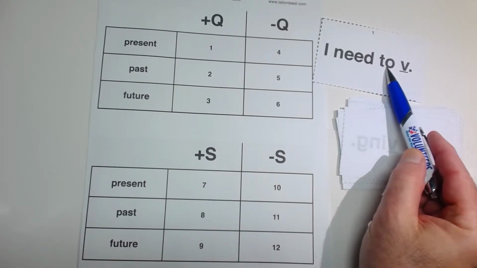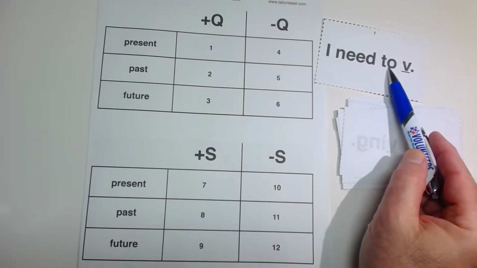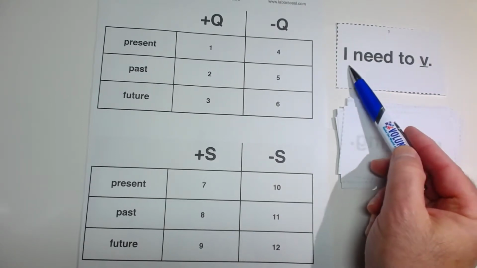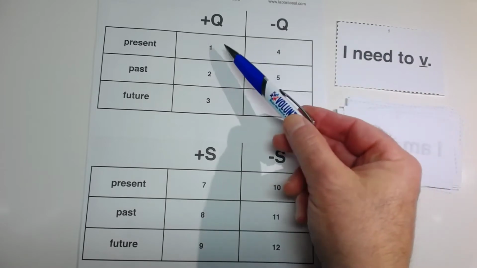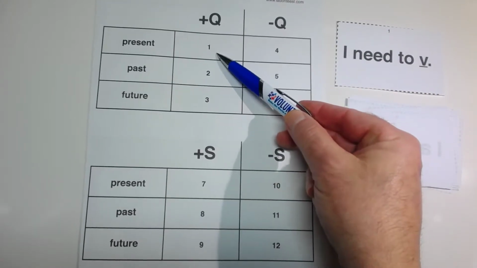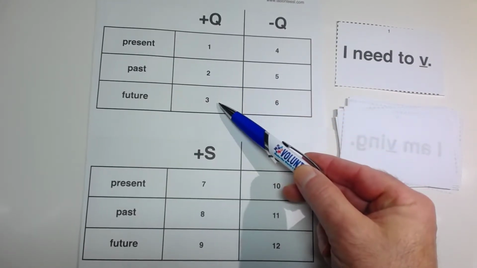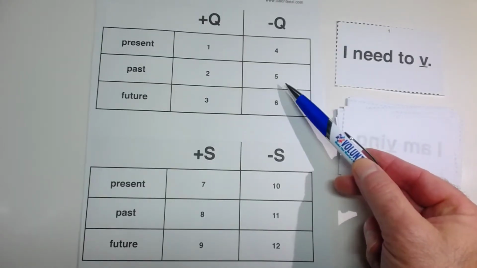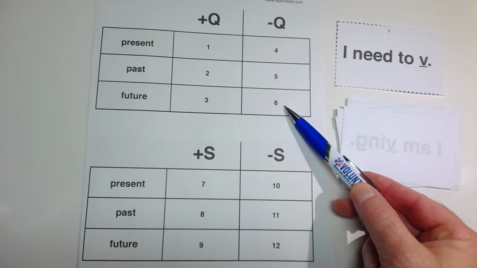You give them the subject. You can change it to you, he, we, they. You tell the student they need to, and they make the question. Do they need to go? Did they need to go? Will they need to go? Don't they need to go? Didn't they need to go? Won't they need to go?